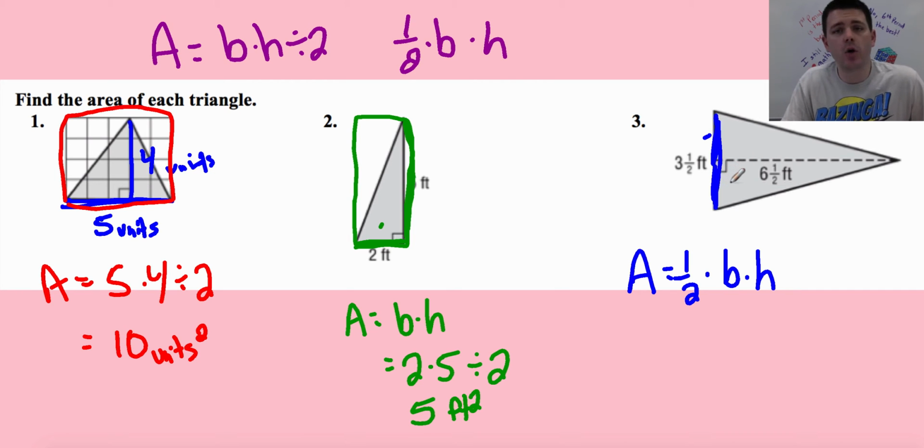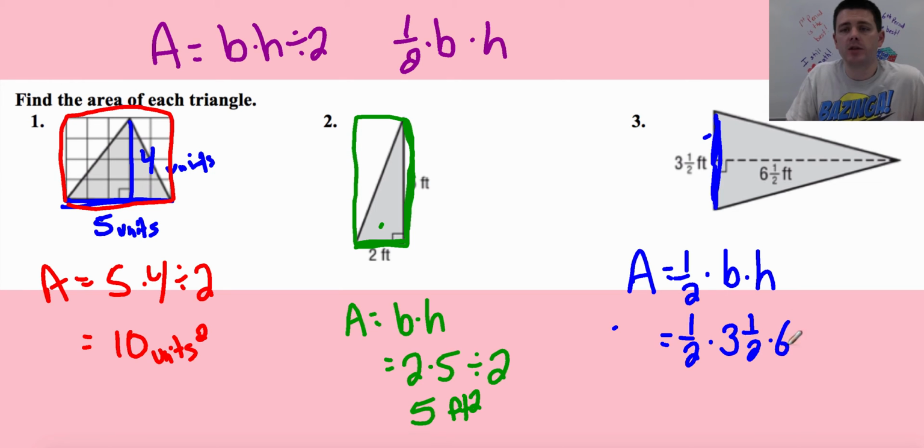Okay? Not every problem is only going to have the base and height there. You're going to have to be able to figure out which ones to use. So plugging in my numbers, I'm going to do 1/2 times 3 and 1/2 times 6 and 1/2. Remember, to multiply fractions, you have to make them into improper fractions. Can't leave them as mixed numbers. So it becomes 1/2 times 3 times 2 is 6, plus 1 is 7/2. 6 times 2 is 12, plus 1 is 13/2. And then we multiply.